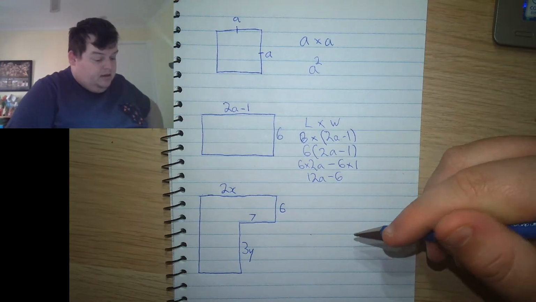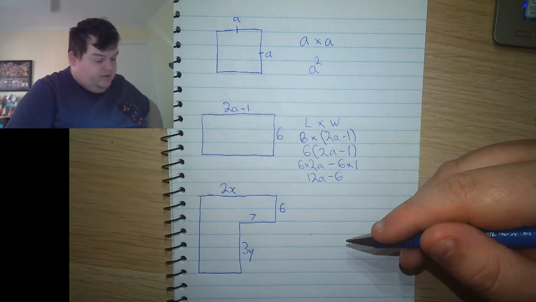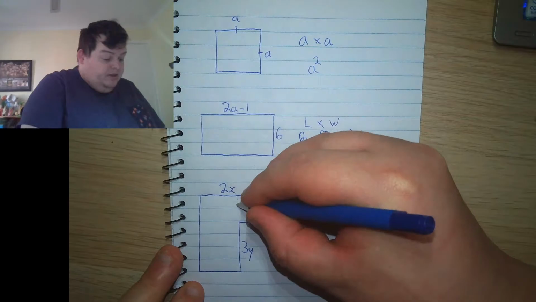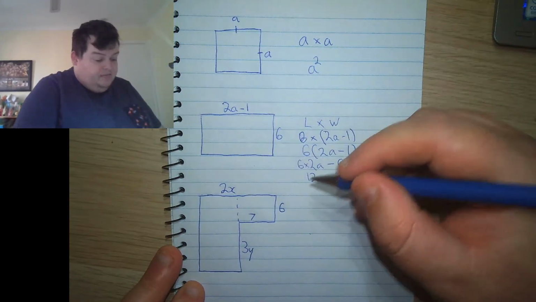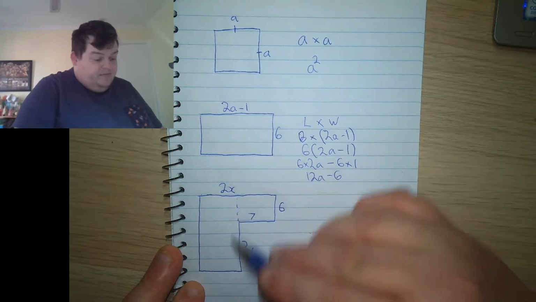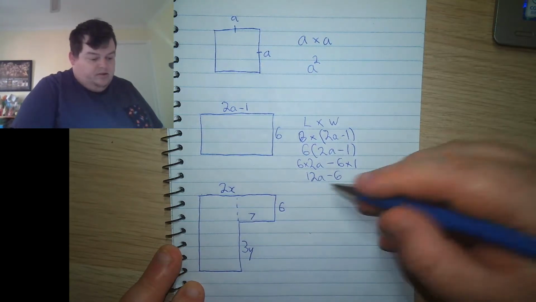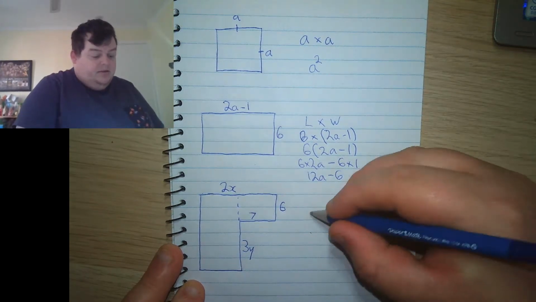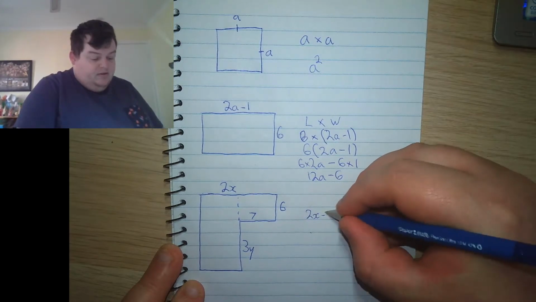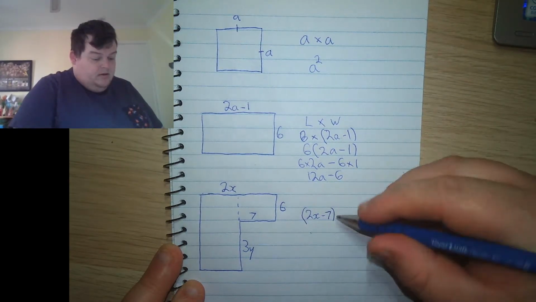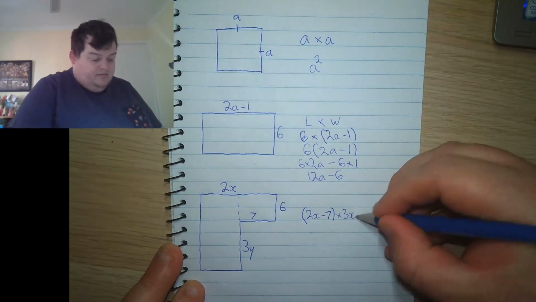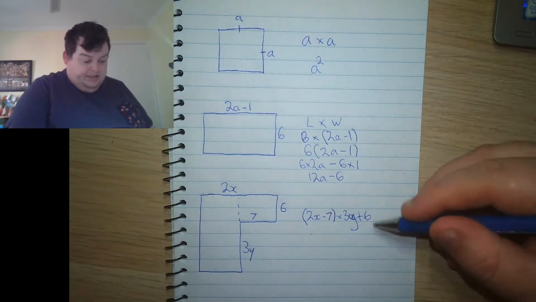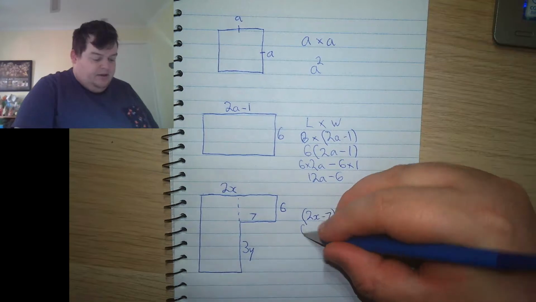Do I have enough to solve this? No, I'd probably need... No, that could work. Okay. So I'm going to split this up into a couple of different shapes. Here, one shape has one side of 2x, but without this additional 7 here. So it's 2x minus 7 multiplied by 3y plus 6, which is an expansion problem.